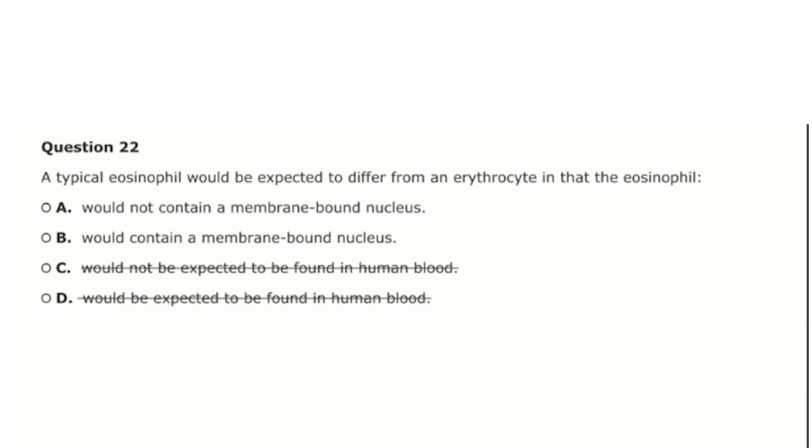Yeah, think about the shape of it. They look like a donut, and in the middle they have that hole. It's kind of making extra space for hemoglobin molecules, because they don't have a nucleus. They don't need a nucleus. They just need to carry oxygen. So the eosinophil would have a nucleus, and the erythrocyte wouldn't. Wow. So an eosinophil would be expected to differ in that the eosinophil would contain a membrane-bound nucleus. Absolutely. Love that one.